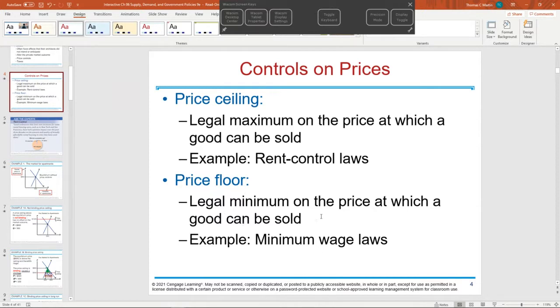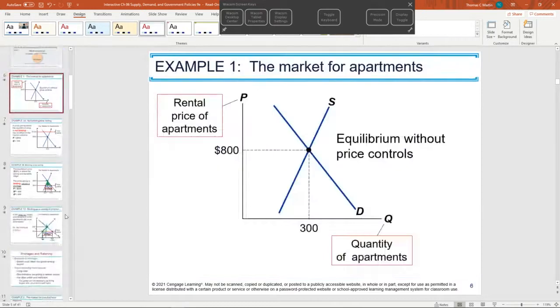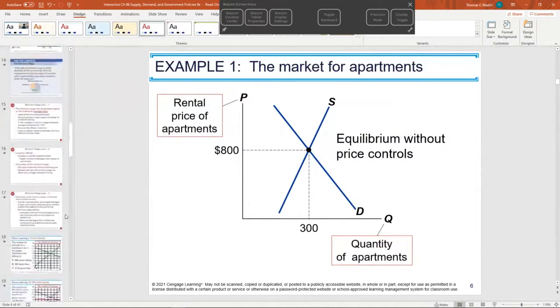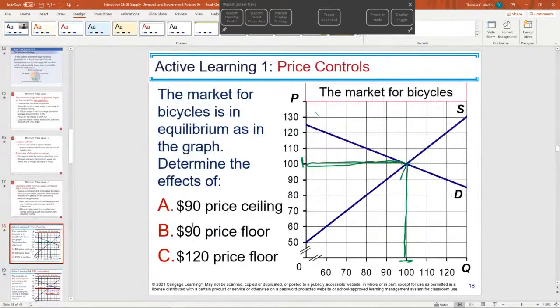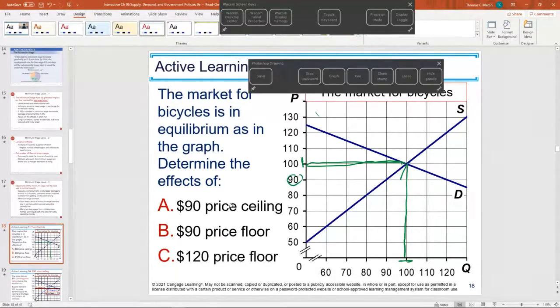Price floor is a minimum on price in which a good can be sold. So they're protecting sellers from unfairly low prices. So with a floor, we're looking at the legal minimum for the price. So now if we go back, look at this graph, it says a $90 price ceiling. So that means all they can charge is $90. And at $90, it means there will be 90 units sold.